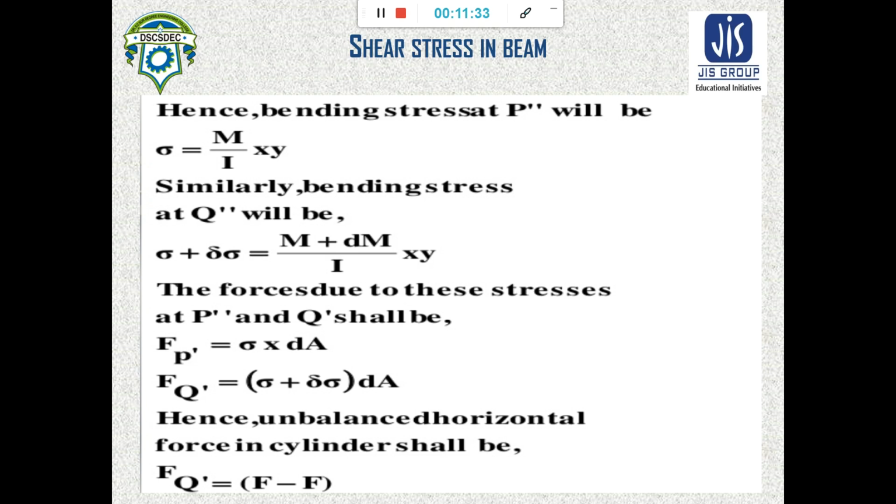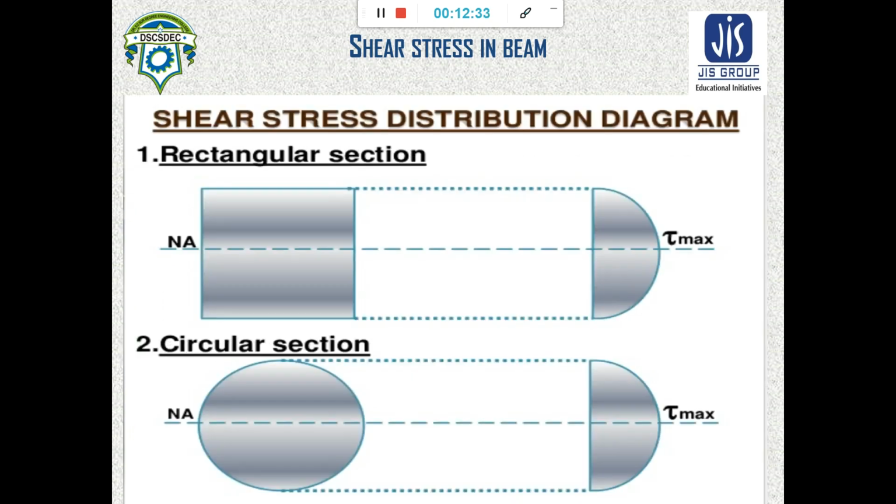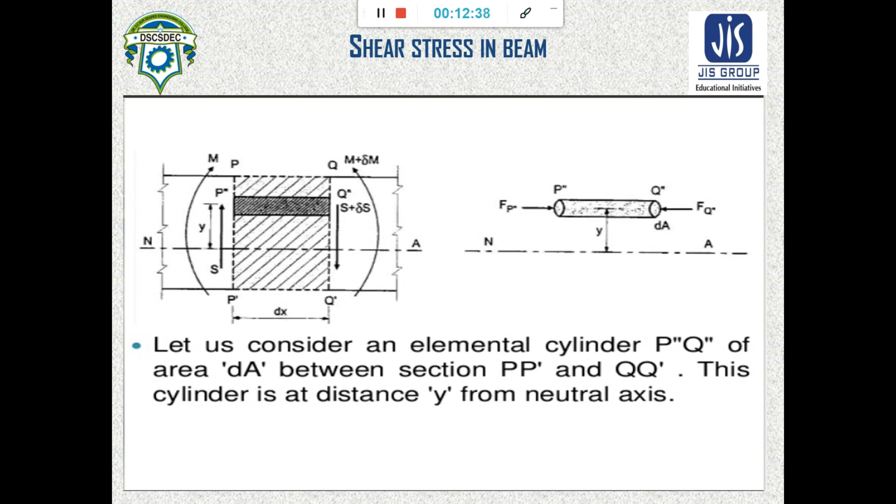The forces due to stresses at P and Q shall be Fp equal to sigma into dA, and at Q double dash sigma plus del sigma into dA. Hence there is an unbalanced horizontal force in the element. The unbalanced horizontal force will be Fh equal to Fq minus Fp, that is equal to dM by I into y dA. This unbalanced horizontal force is resisted by the element along its length in the form of shear force. This shear force, which acts along the surface of the element and parallel to the main axis of the beam, induces horizontal shear stress in the beam. Similarly, vertical shear stresses are also induced by the bending moment only.